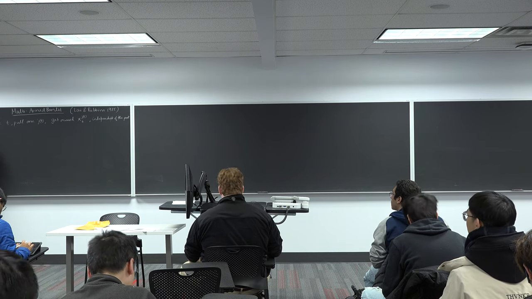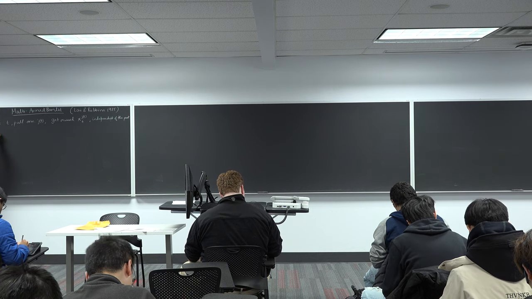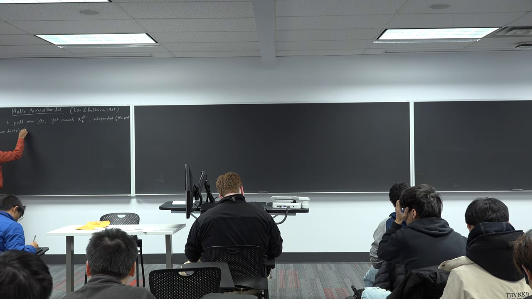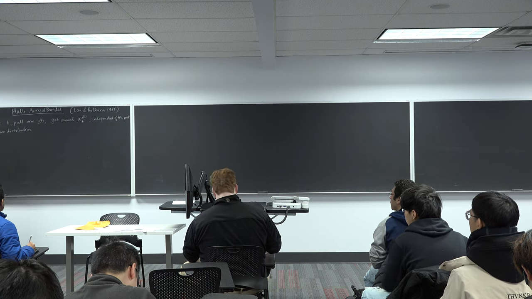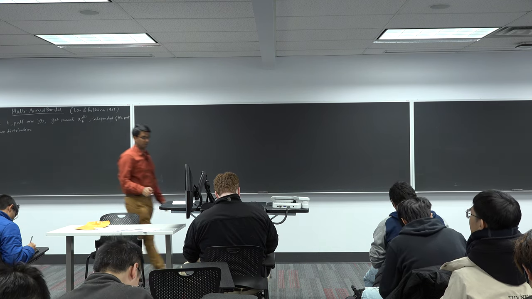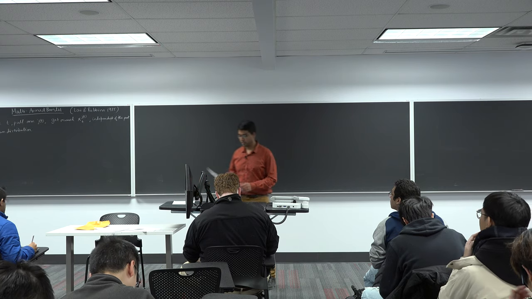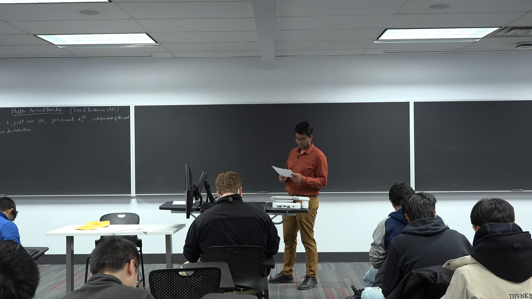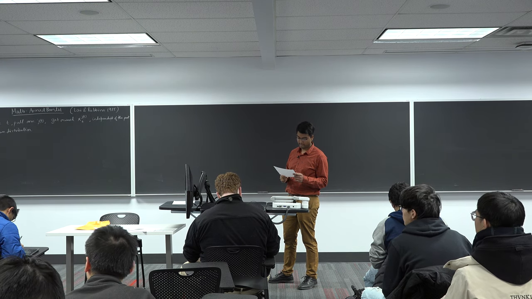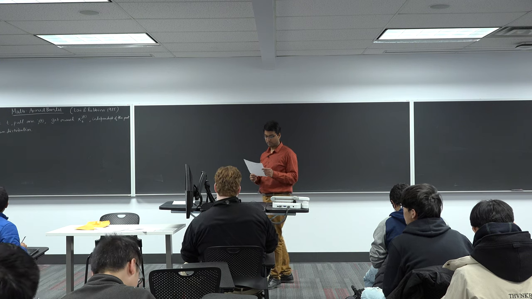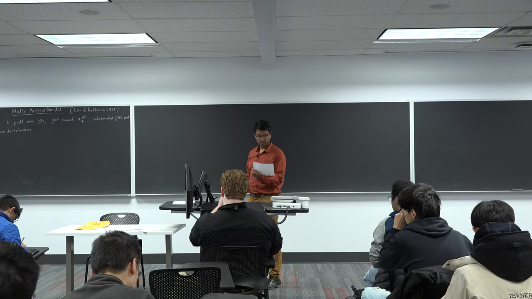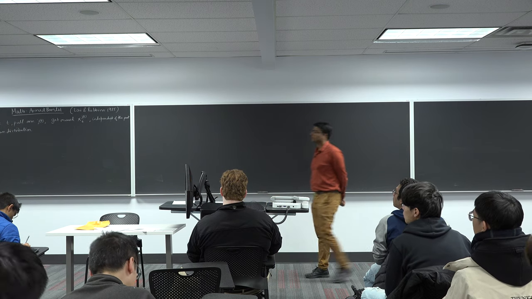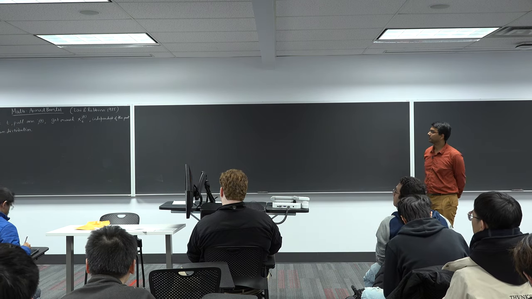The second feature is unknown distribution. So I don't quite know what the underlying distribution is. So that makes it a reinforcement learning problem. Okay. So let's make it a concrete problem.